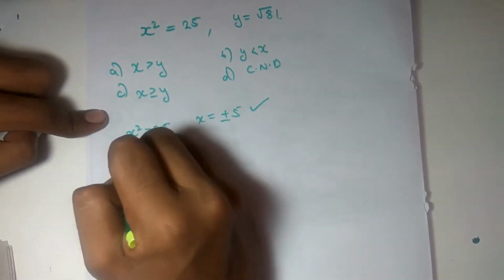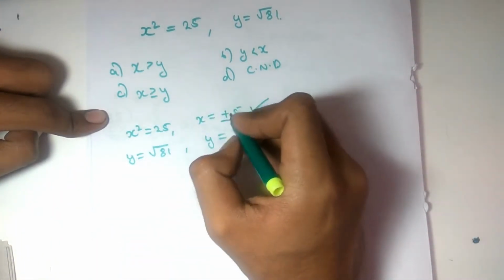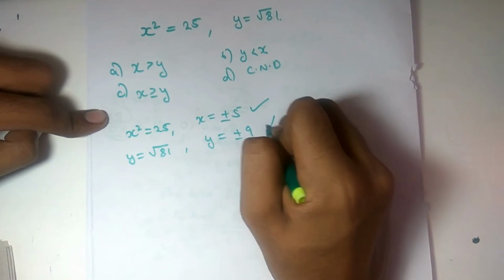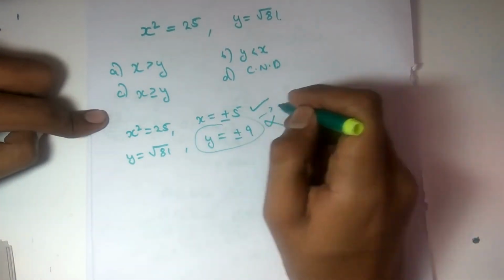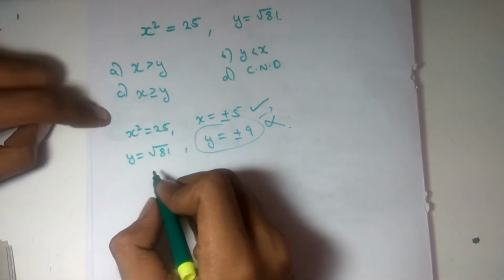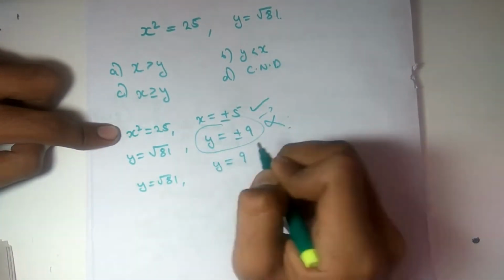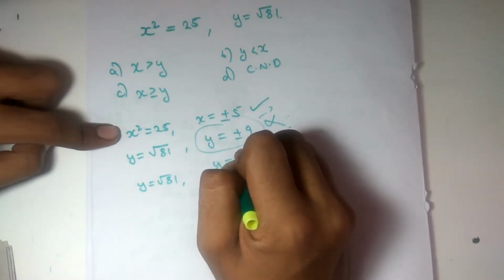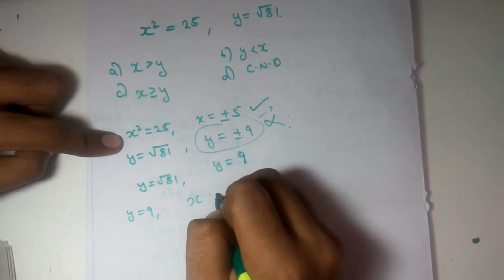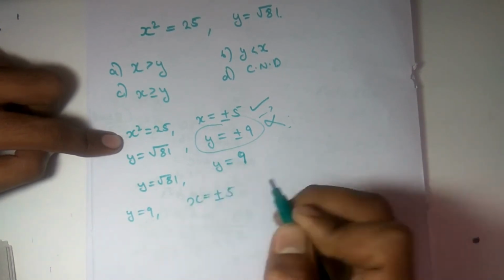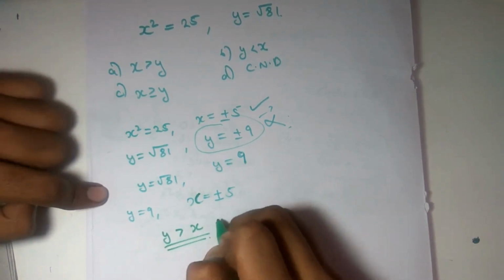Now in the other step, y equal to root 81, and we will write y equal to plus or minus 9. Sorry, this is the wrong step, and this step is the mistake which is committed by many of us. So y equal to root 81 means y is equal to 9. There is no minus. y would be always equal to plus 9. So y equal to 9 and x equal to plus or minus 5. y is always greater than x, and this is the answer.